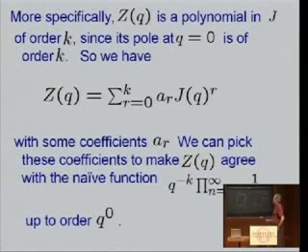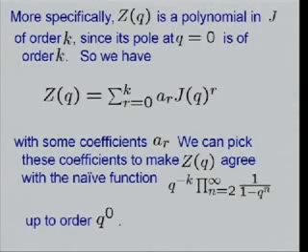Now we can, for example, pick these coefficients to make z of q agree with the naive function up to and including the term of order q to the 0. They are precisely k plus 1 coefficients between q to the minus k and q to the 0. And if we ask to get this function up to terms that vanish at q equals 0, then the A's are uniquely determined.